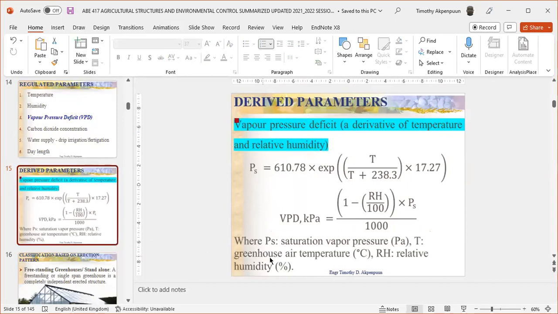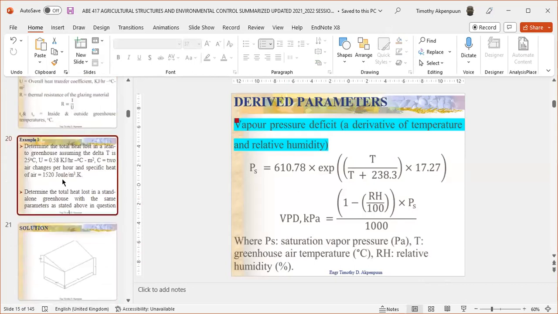VPD is a parameter that can be used to effectively control the environment or optimize the environment. What it controls is far, far better than what temperature and relative humidity control can do. If you are able to keep your VPD within the range that is required, you achieve better yield, better greenhouse environment than trying to control your greenhouse environment by varying your temperature and relative humidity. So you guys should just know that.